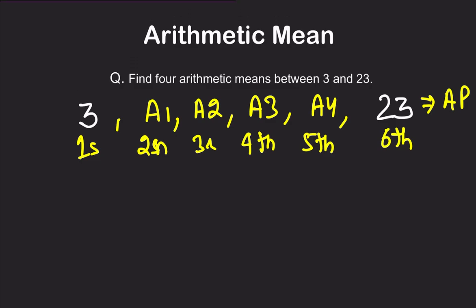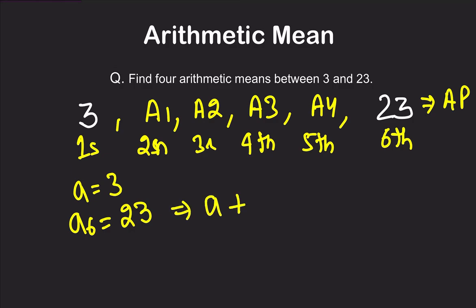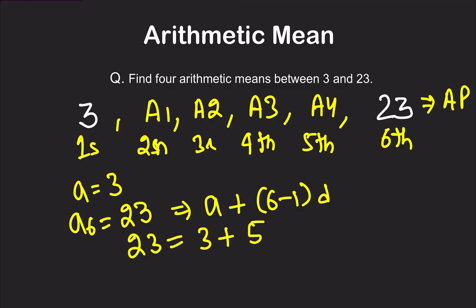Now we know the first term, that is 3. We know the sixth term, that is 23. So can we not calculate the common difference from it? Yes. The formula for the nth term is a plus (n minus 1) into d. So 23 is equal to a, which is 3, plus 5d. 23 minus 3, 20, is equal to 5d. You will get d as 4. So the difference is 4 in this arithmetic series.